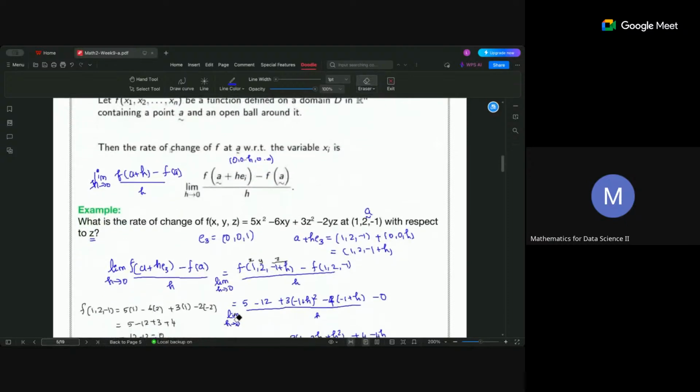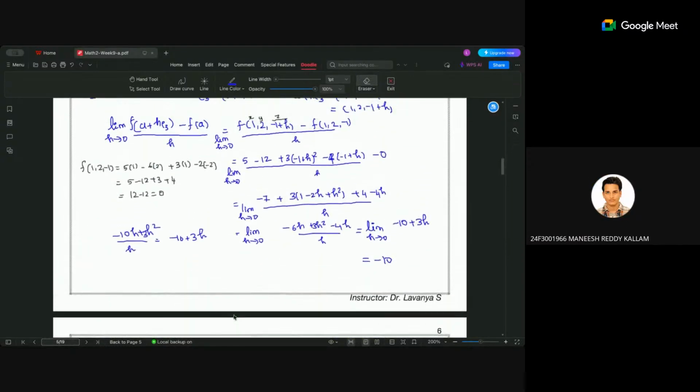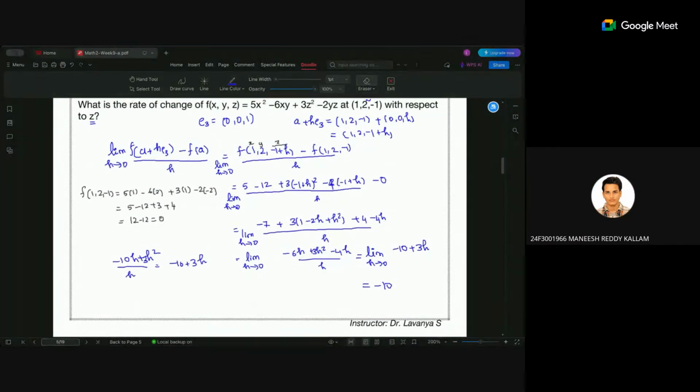Ma'am, someone has asked about convergent or divergent. If it is converging, then the limit exists, and divergent means the limit does not exist. That's all that was asked.